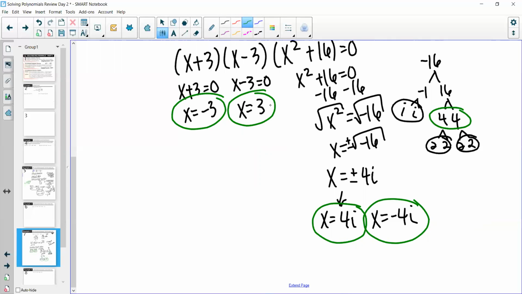Okay, and once we do this, that is how we can solve polynomial equations when they have radical and complex solutions, not just rational ones. If you have any questions, feel free to reach out, but that is how you can solve polynomials with complex or radical solutions.